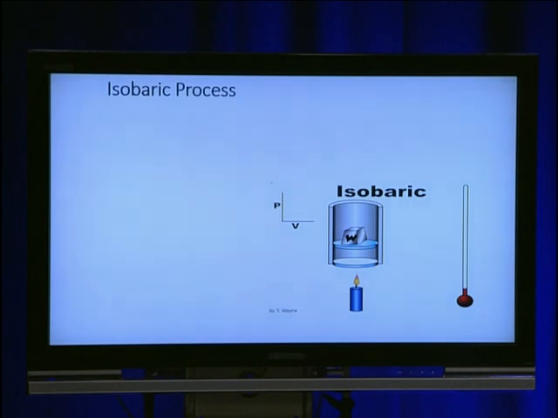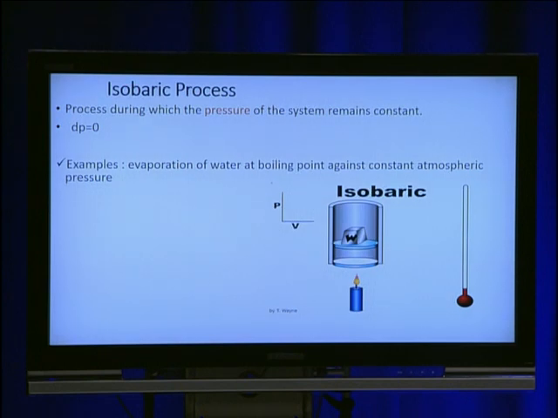Let us look at the next, isobaric process. It is a process during which the pressure of the system remains constant. Iso means same, baric means to do with the pressure. So, the process occurs at constant pressure, with no change in the pressure during the process. For example, evaporation of water at boiling point. At boiling point the evaporation takes place, and during that time the pressure above the liquid remains constant. That means the boiling takes place at a constant atmospheric pressure. So, this is called isobaric process.